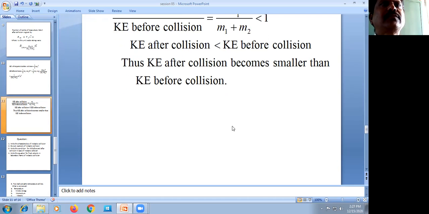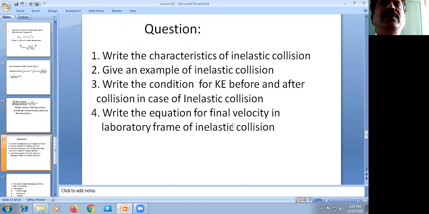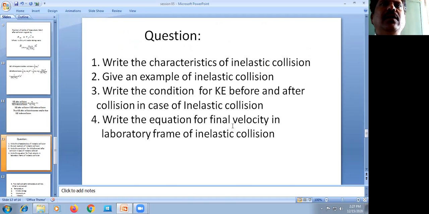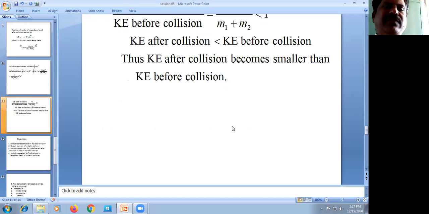So this is the derivation of the final velocities in the case of inelastic collision in the laboratory frame of reference. One more thing: we will discuss the velocities of these particles after collision in the center of mass frame of reference in the next session.